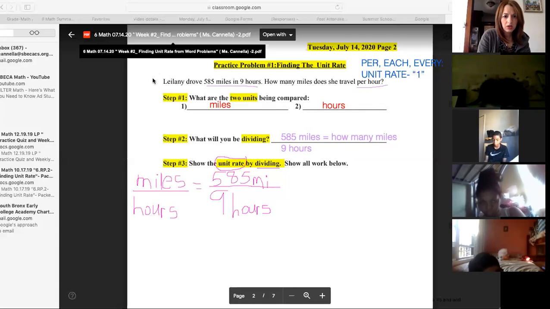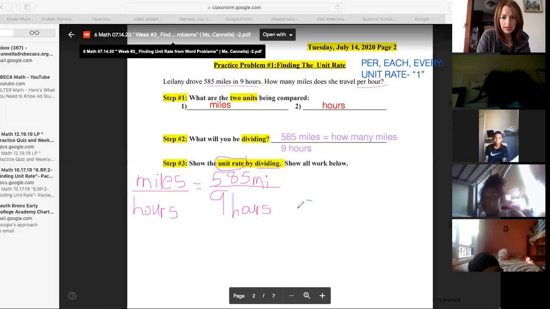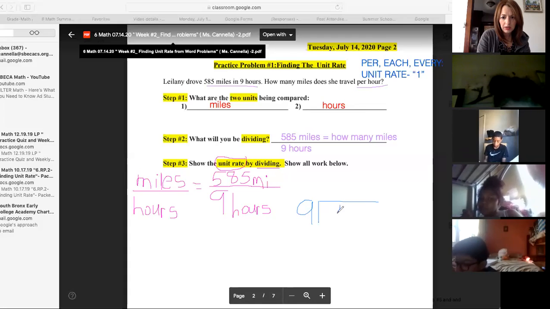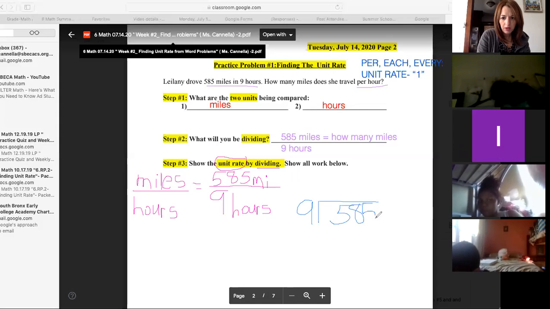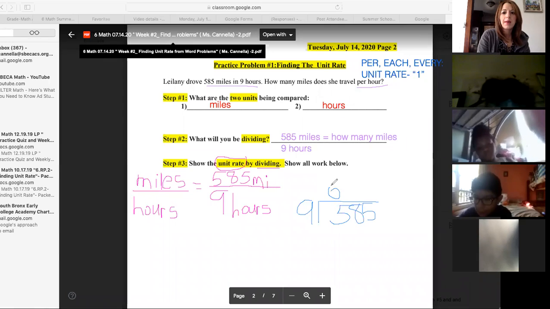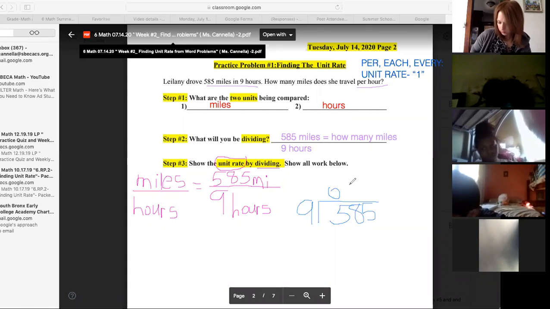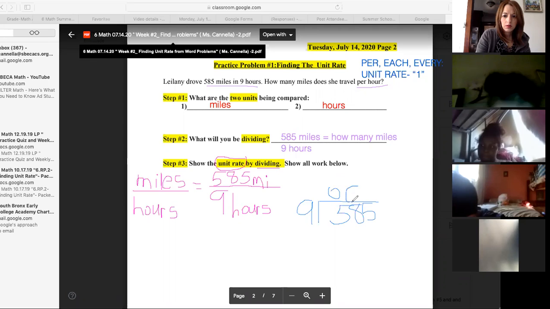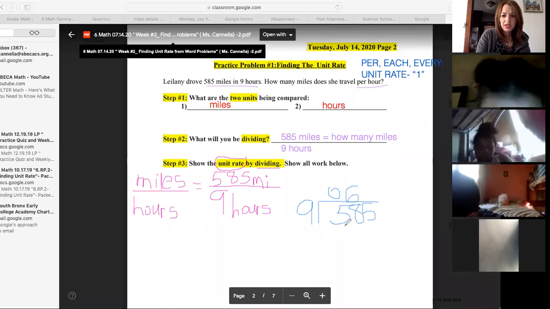I'm going to see if I can change it to maybe a blue. I'm going to do it here. 9 on the outside, and if you have a calculator, even better, 585. All right, 9 does not go into 5. It goes into 58 how many times? 9 times what is close to 58? 6. 9 times 6 is 54.